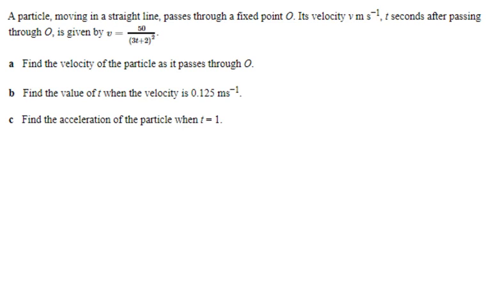Let's look at this question. A particle moving in a straight line passes through a fixed point O with velocity v meters per second. t seconds after passing through O, the velocity is given by v = 50 over (3t + 2) to the power of 2. Okay, so what is the velocity of the particle when it passes through O?